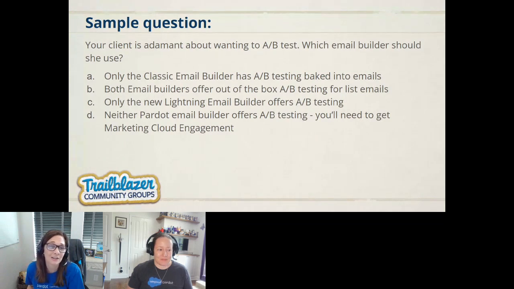There are things you can do if you want to A/B test. You can use Engagement Studio. You can build different lists and send them, but it's all very manual unless you're using the classic email builder. Classic email builder makes it very easy.